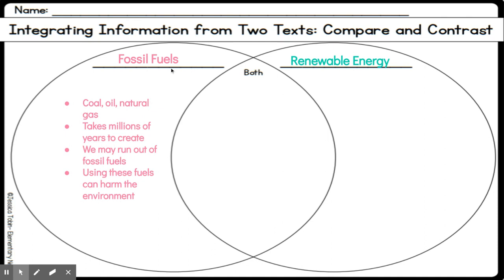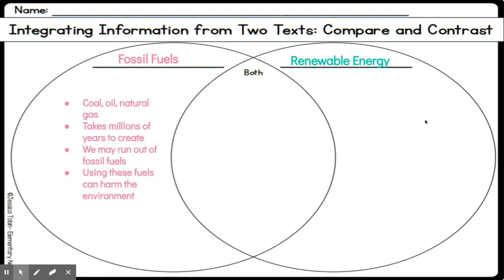So we learned that coal, oil, and natural gas are all fossil fuels. We learned that it takes millions of years to create fossil fuels, and that because of this, we may run out of fossil fuels because we use them to power our houses, our cars, everything we use. And we also learned that using these fuels can cause harm to the environment, right? We talked about mining and it talked about what the oil is doing to our environment.